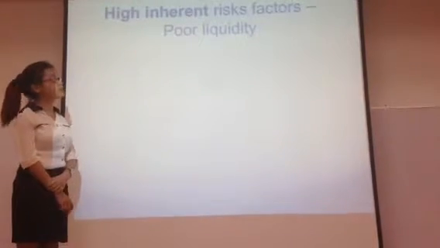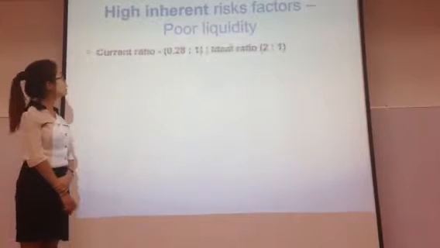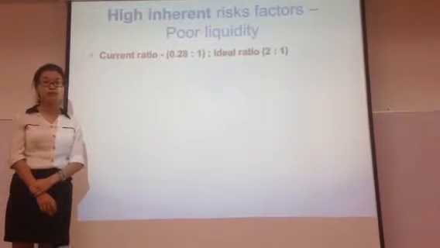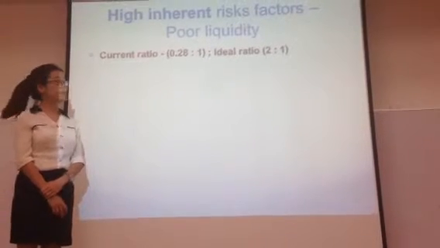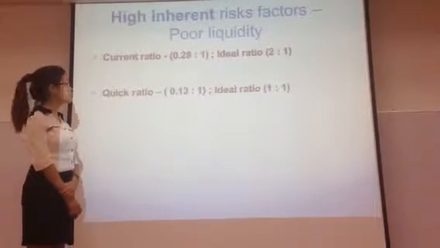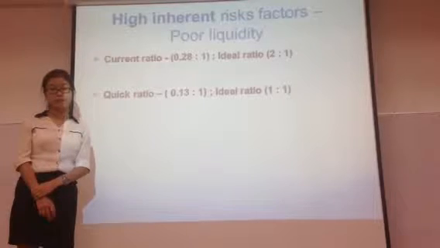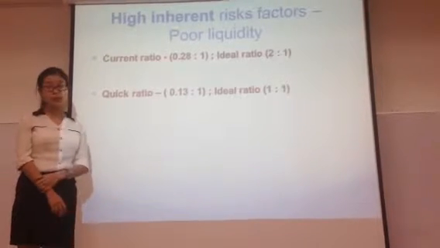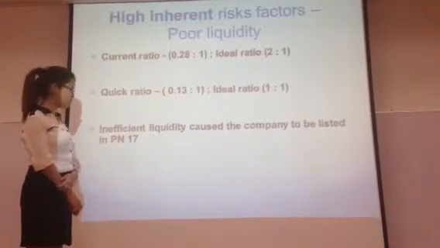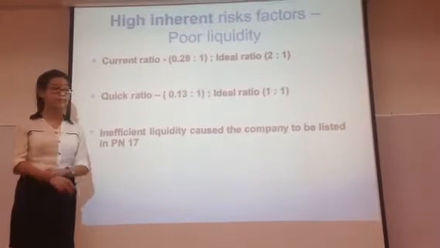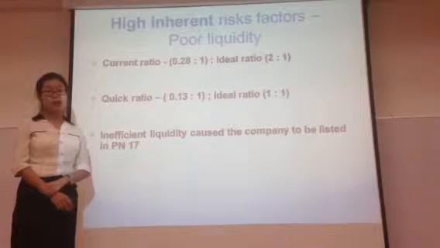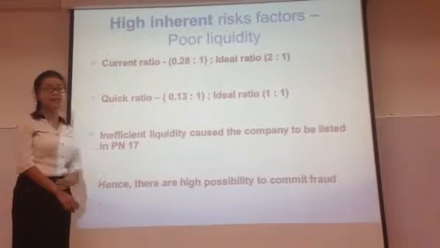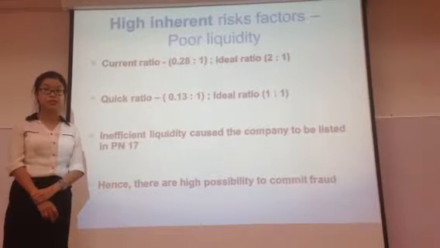And another factor is poor liquidity. The low current ratio indicates that the company does not have enough assets to convert into cash to pay up its short-term debts. Also, when the company goes bankrupt, it is not able to pay up all its liabilities. This is one of the reasons why the company has been listed as PN17 due to the insufficient liquidity. Hence, there is a high possibility for the management to commit fraud.